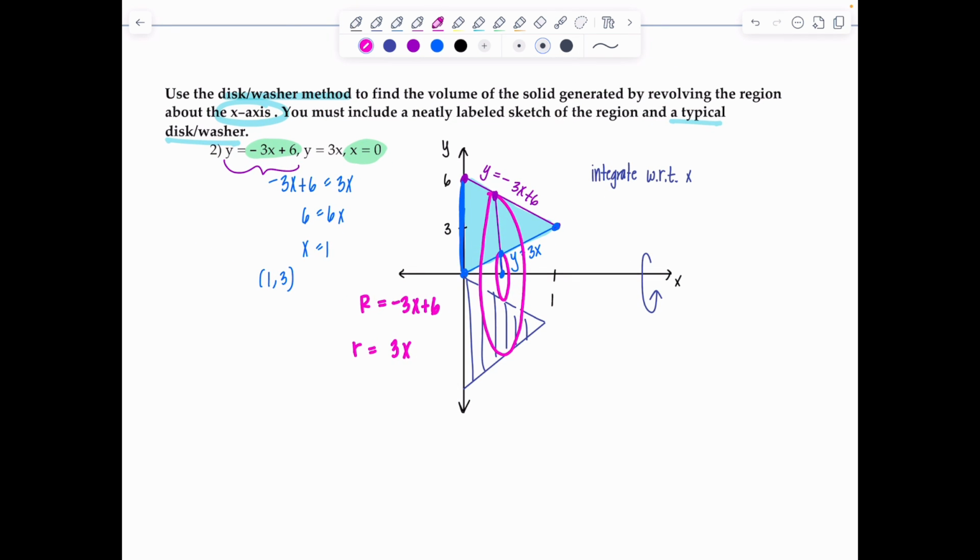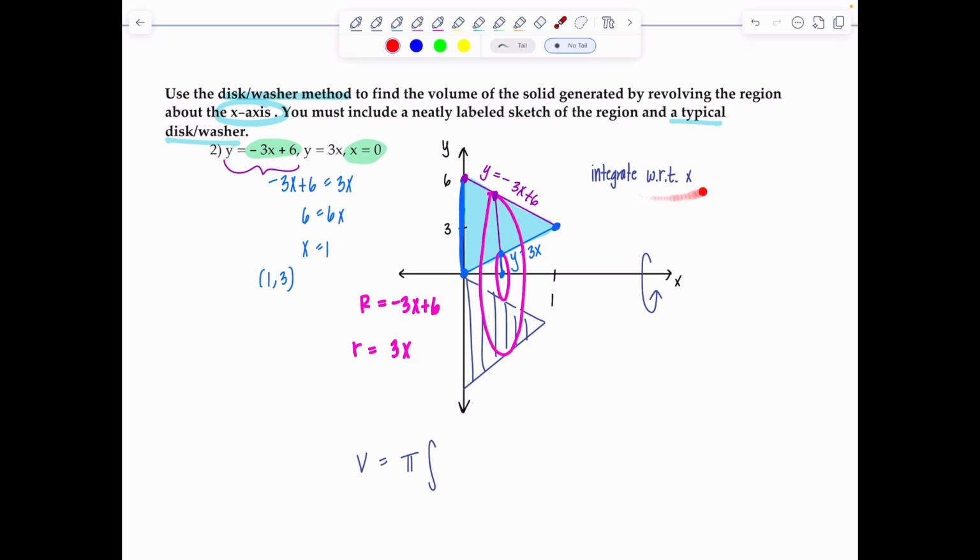And then there we go. We're ready to set up our integral. We already established we're integrating with respect to x. So volume's going to be pi. For washers, we have pi, big R squared minus little r squared. Limits of integration need to be for x.